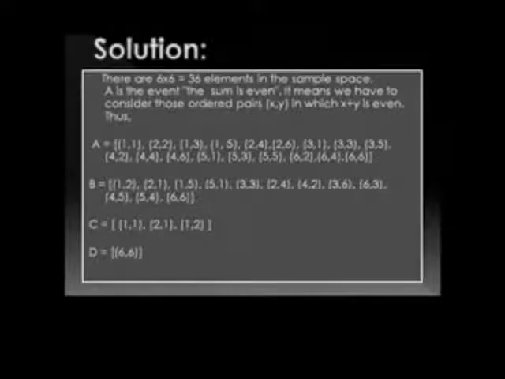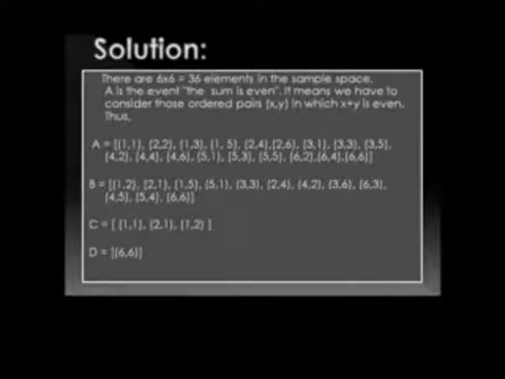Now we see that there are 6 cross 6, that is equal to 36 elements in the sample space. So there are in all 36 elements in the sample space, because for the first dice there are 6 possible ways, and for the second dice there are again 6 possible ways. So in all there would be 6 cross 6, which is equal to 36 elements in the sample space.